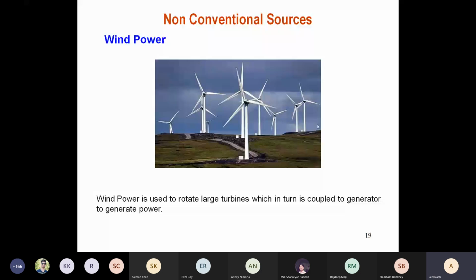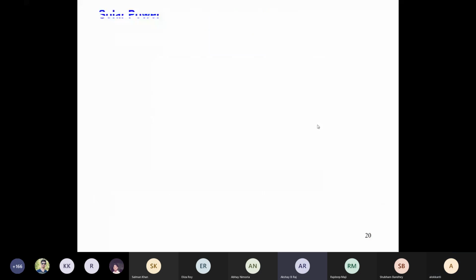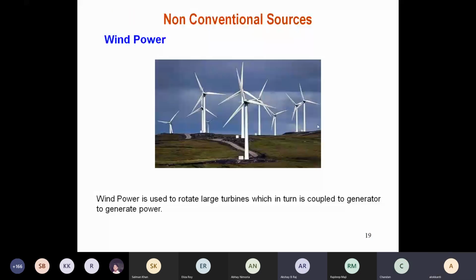Sir, what is the mechanism behind this, to generate power? The wind will rotate these blades, and these blades are coupled to the generators, so the generator will generate the power.